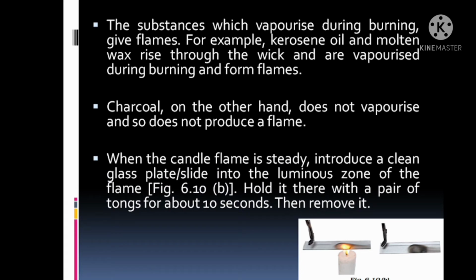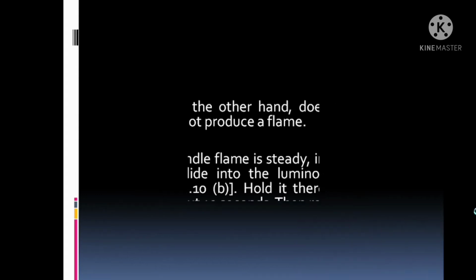So when the candle flame is steady, introduce a clean glass plate into the luminous zone of the flame, as you can see in this diagram. Hold it there with a pair of tongs for about 10 seconds. Then remove it. What will happen? So what do you observe? As I told you just now, you can see some black colored spot on the glass tube or the plate.